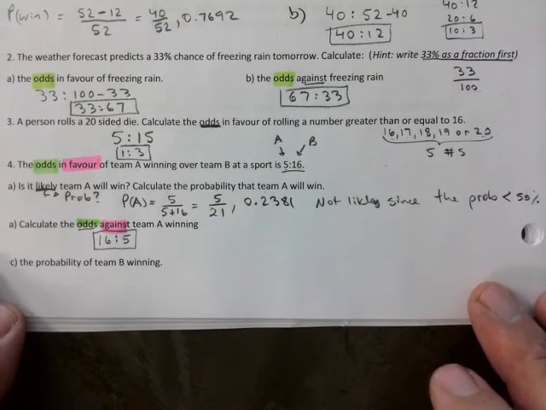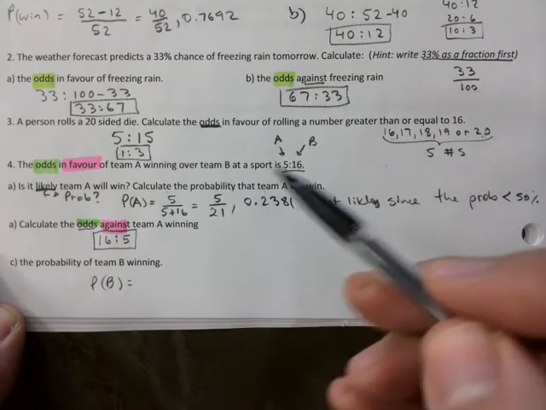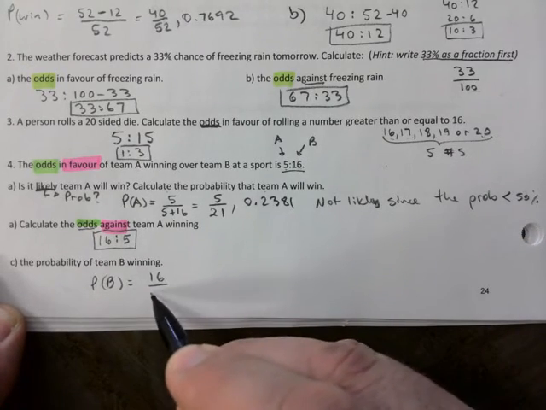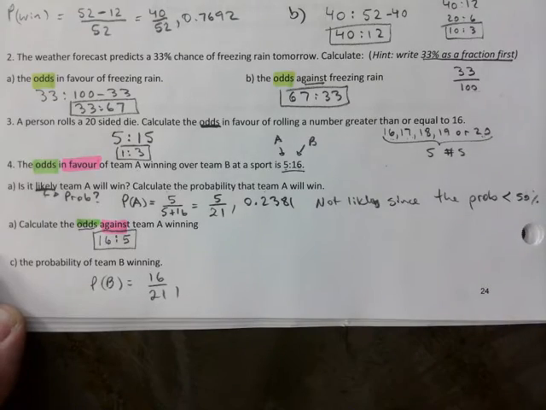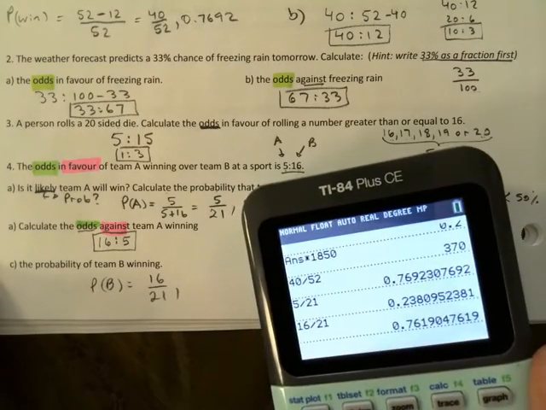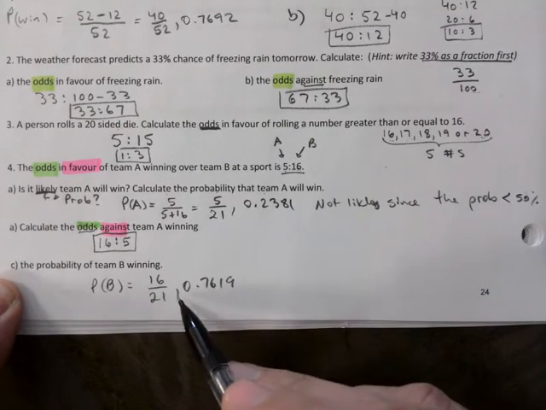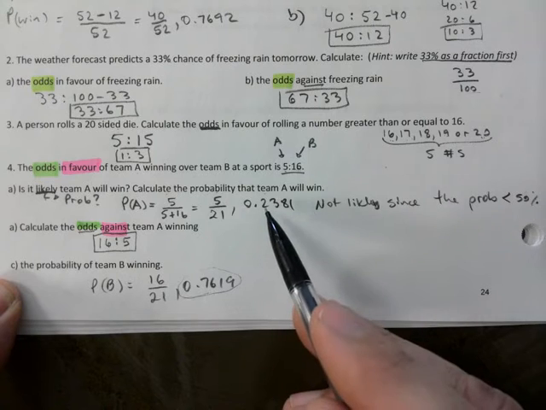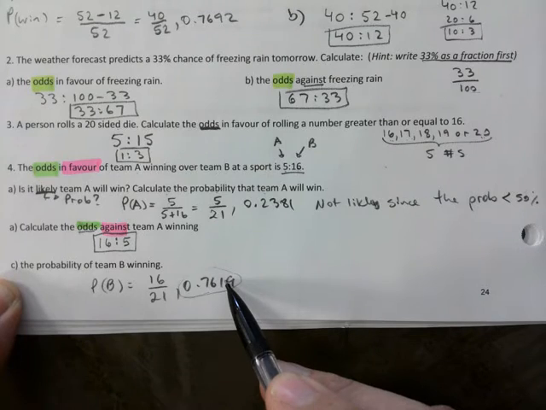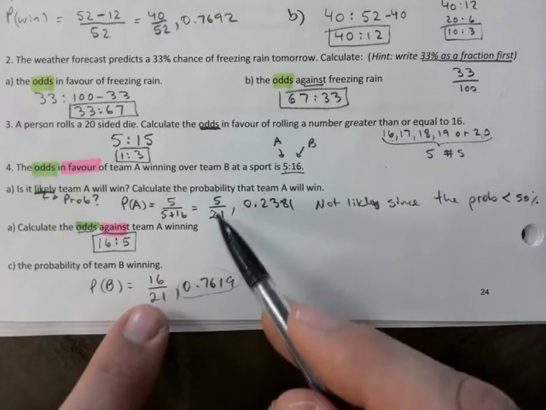What's the probability of team B winning? Probability of B, you should be able to look back, right? Either take the 16 here or the 16 there. So it's 16 out of 21, which is, I can do it two ways. I can go 16 divided by 21, which is 0.7619. Or how else could you have come up with this? You could have gone 1 minus that to give you this, right? Same thing. Because these two add up to 100%, or 1 in this case, or 21 out of 21, right?